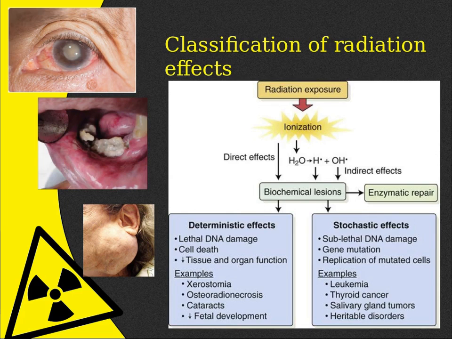The biochemical lesions have two types of effects: a deterministic effect and a stochastic effect. The deterministic effect is a lethal DNA damage, and it will cause cell death or tissue malfunction and organ malfunctions. The stochastic effect is a sublethal DNA damage. It could cause gene mutation or replication of mutated cells.